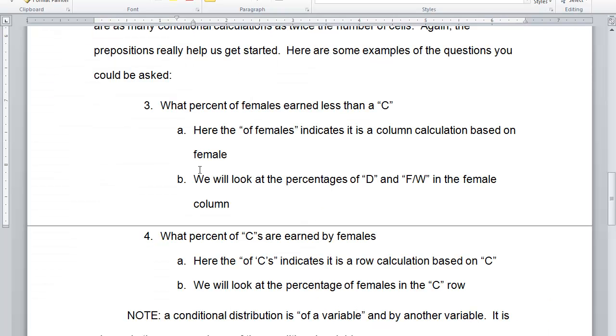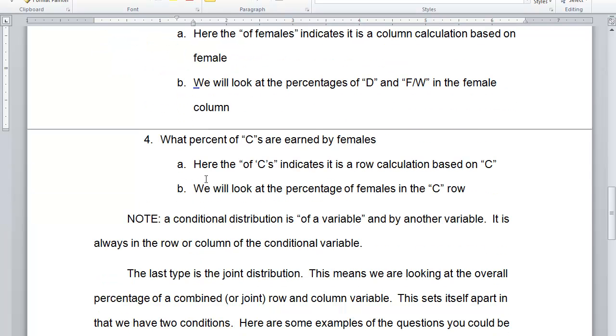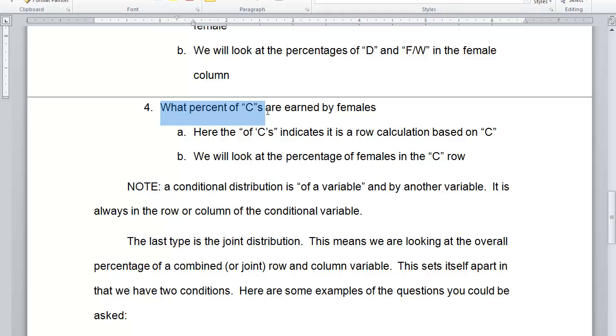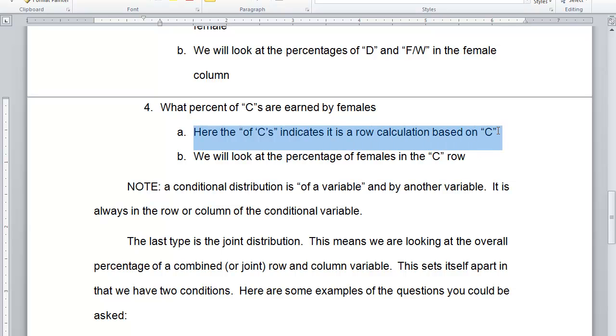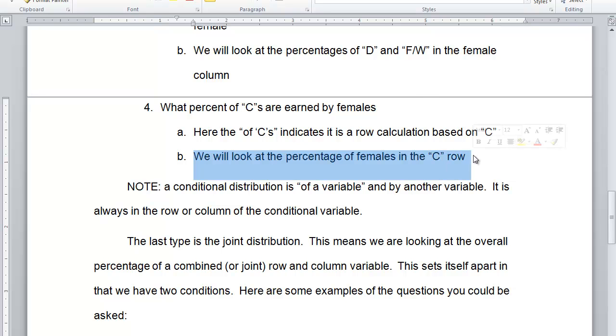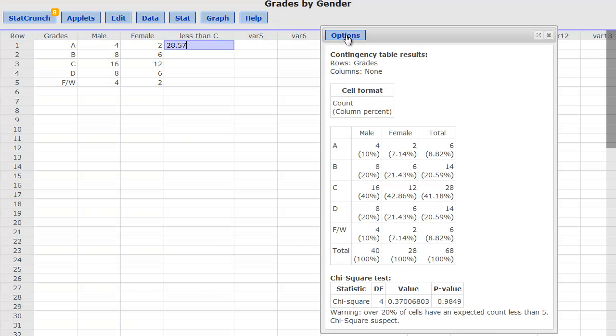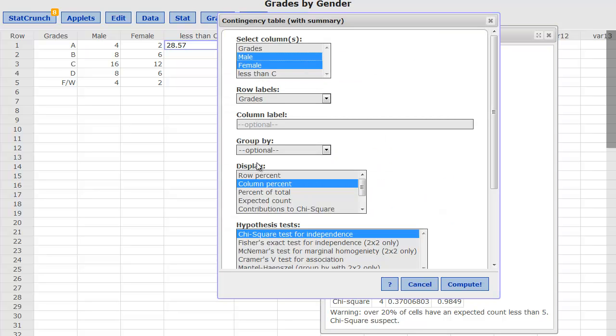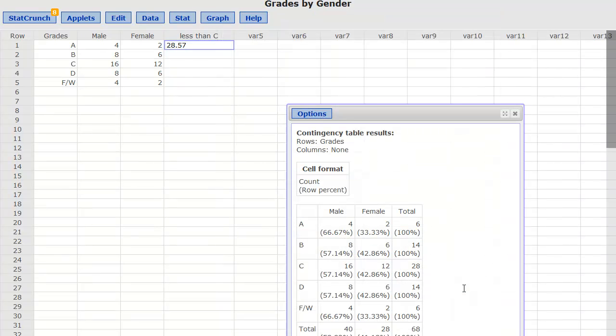Now, what percentage of C's are earned by females? Well, here the C's indicate it's a row calculation based on C, right? I'm looking at only C's, and then of those who earned a C, how many of them were females? And so we're going to look at the percentage of females in the C row. Okay, so let me go ahead and go to options and click edit. And now, instead of going by column percent, I'm going to go by row percent. I'm going to click compute.